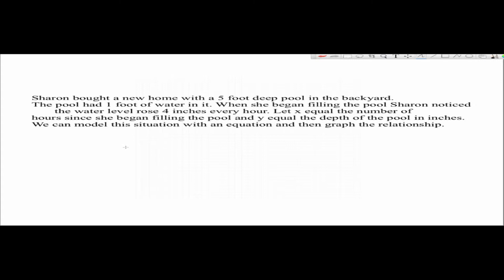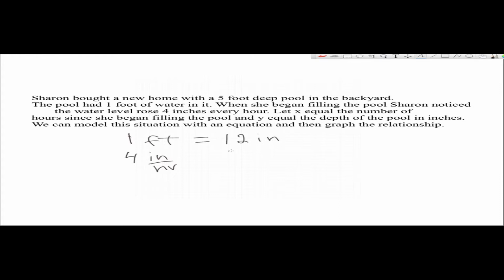And so we had 1 foot of water. So let's see, we got one foot. We know that the rate of increase is 4 inches per hour. So this is 4 inches per hour. And that should be enough to tell me how much is in the pool at any given time if I know hours. I need to convert this. This has got to be converted to inches. So we'll make that 12 inches.